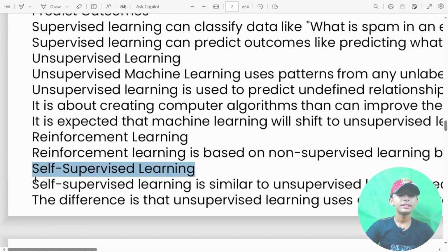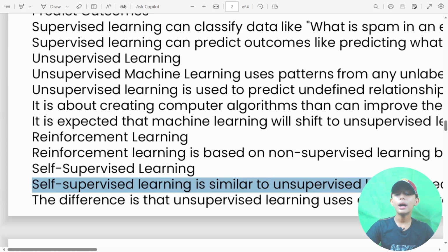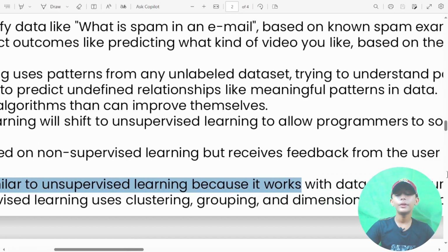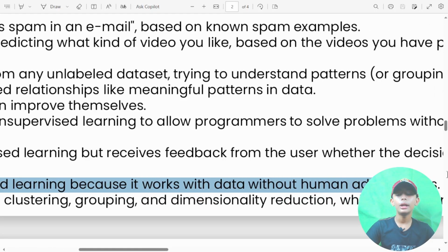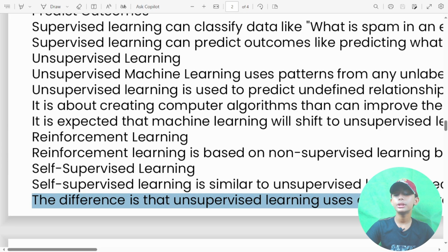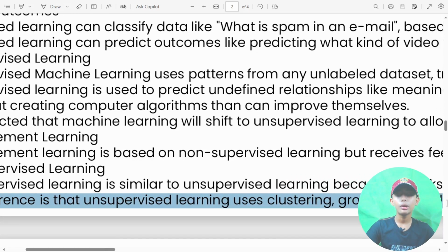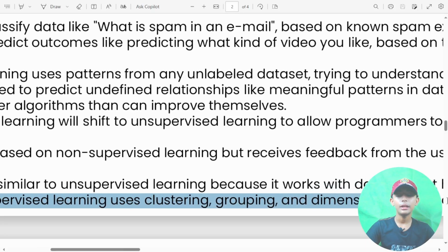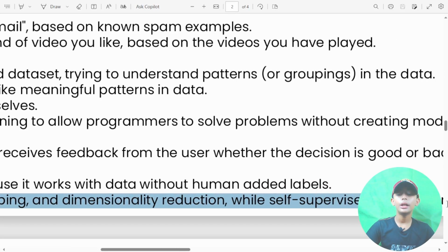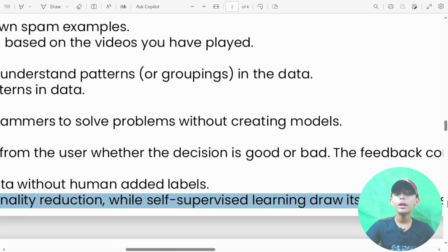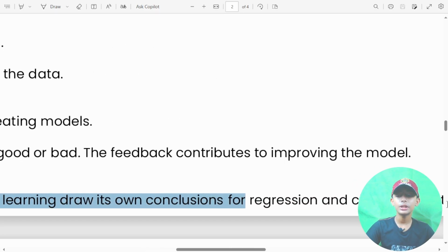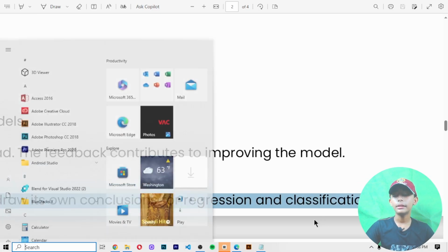Self-supervised learning. Self-supervised learning is similar to unsupervised learning because it works with data without human-added labels. The difference is that unsupervised learning uses clustering, grouping, and dimensionality reduction, while self-supervised learning draws its own conclusions for regression and classification tasks. So like that you can do it.